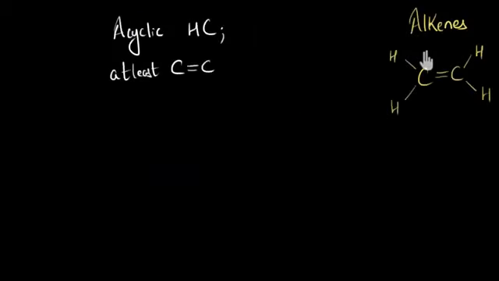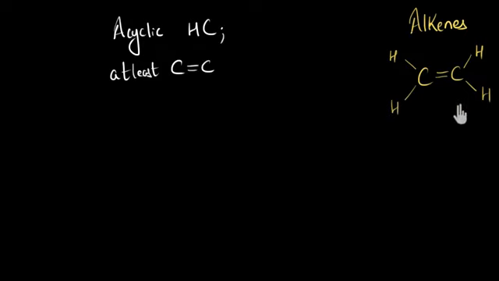Alkenes are also acyclic hydrocarbons, meaning the carbon atoms are not arranged in a circular pattern. And they have at least one pair of carbon atoms with a double bond between them. There can be more, but at least one pair of carbon atoms. And this is an example of an alkene.